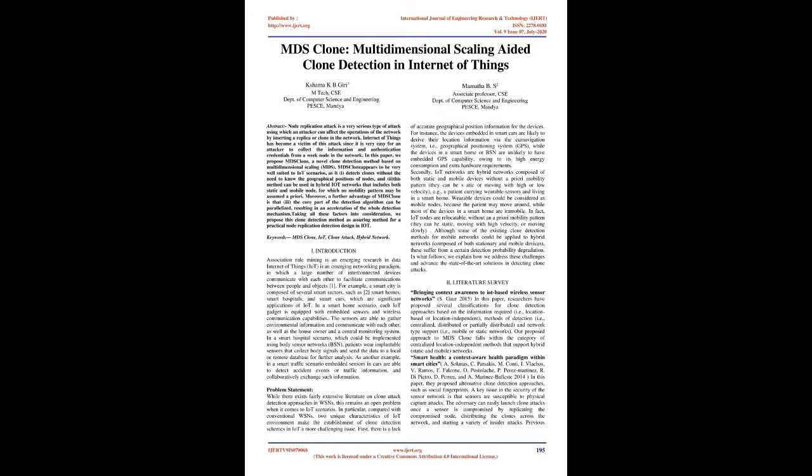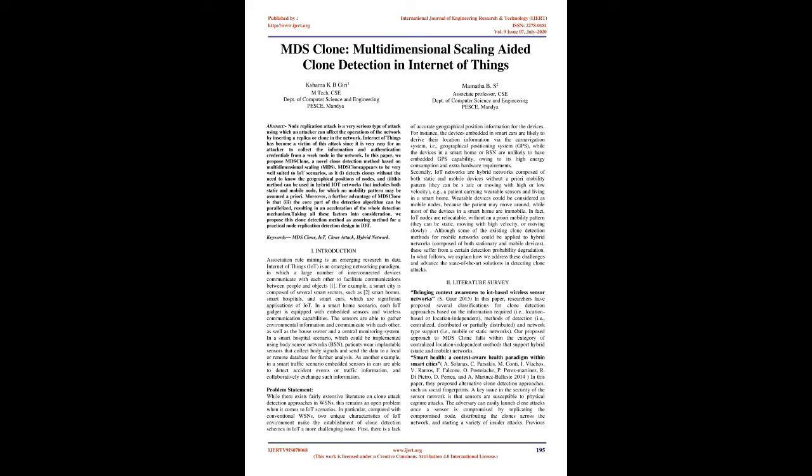Introduction. Internet of Things, IoT, is an emerging networking paradigm, in which a large number of interconnected devices communicate with each other to facilitate communications between people and objects. For example, a smart city is composed of several smart sectors, such as smart homes, smart hospitals, and smart cars, which are significant applications of IoT.